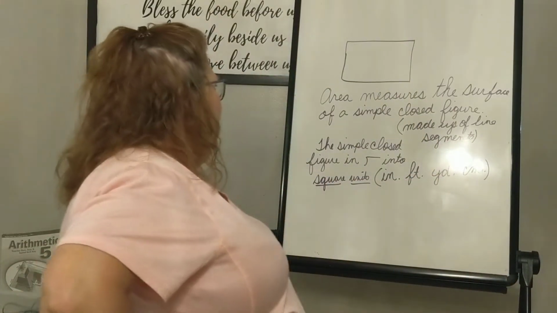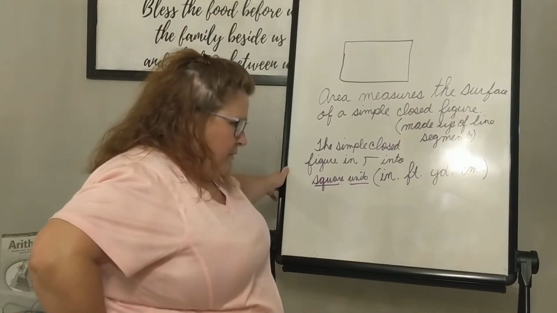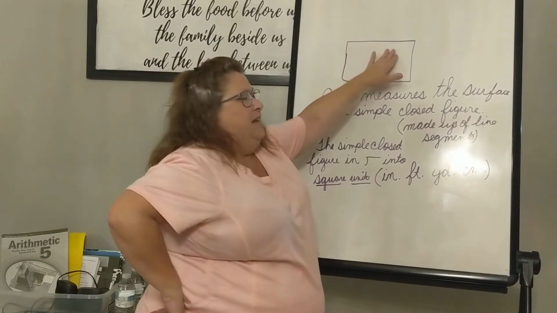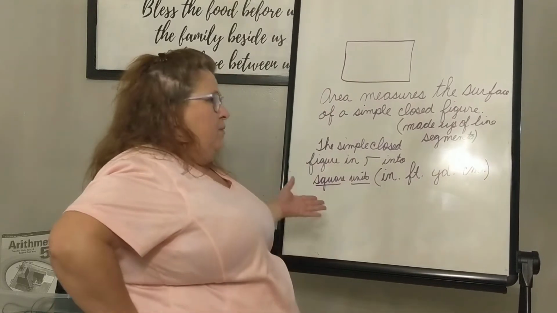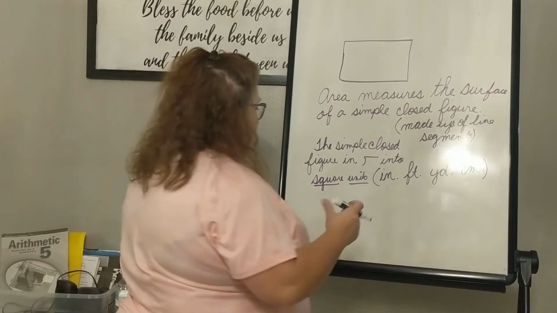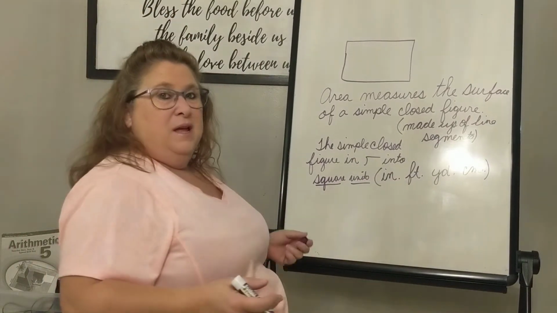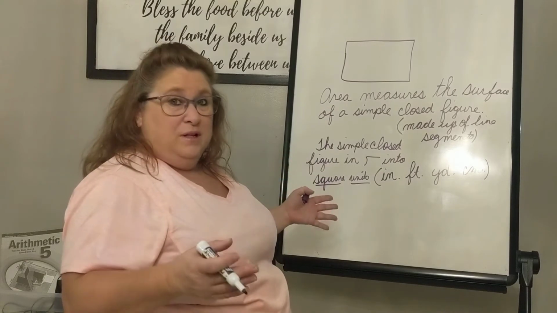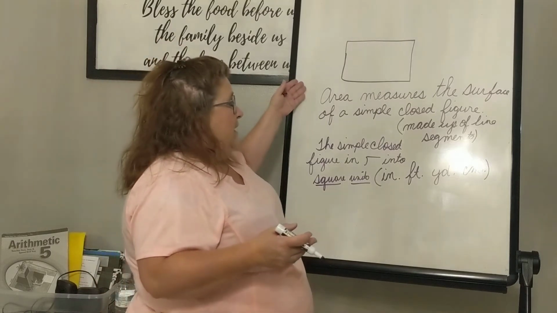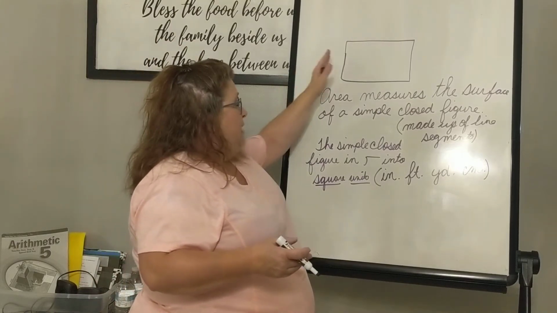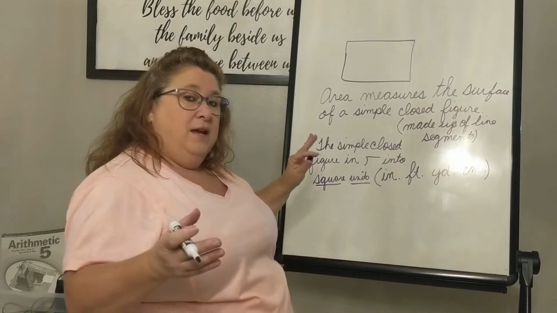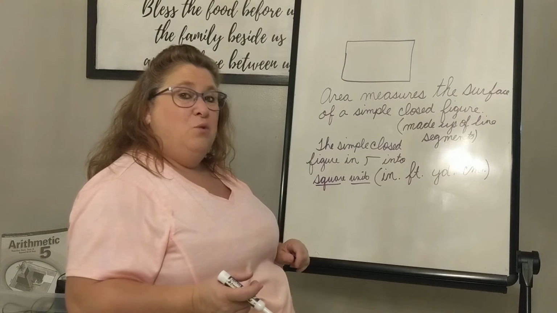When we find the area of an object, the area measures the surface of any simple closed figure. Remember, a simple closed figure is just any figure that's made up of line segments. It could be a square, a parallelogram, a rhombus, or a triangle. Any simple closed figure made up of line segments, we can find the area for, because we're measuring the surface.